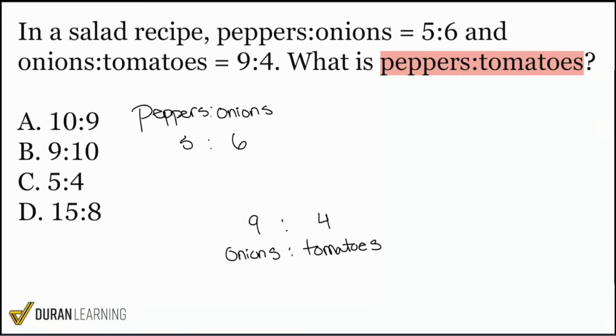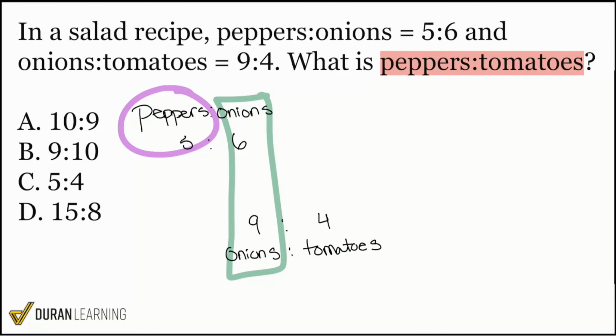Okay, great. Now, who went the step further and said, okay, because we have this middleman onions right here, I can go ahead and make the connection between peppers and tomatoes right there and just say 5 to 4 and we're done. Who here felt like that was the right way to go and you felt that, okay, once you got that, you got your correct answer here and it's C? The vast majority of us.